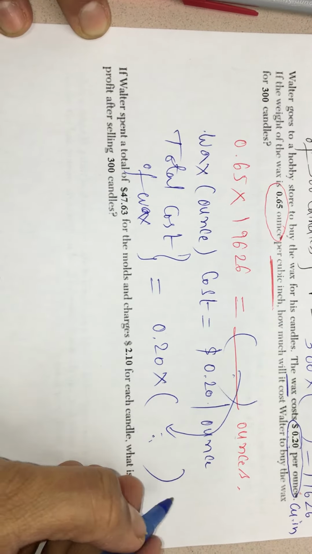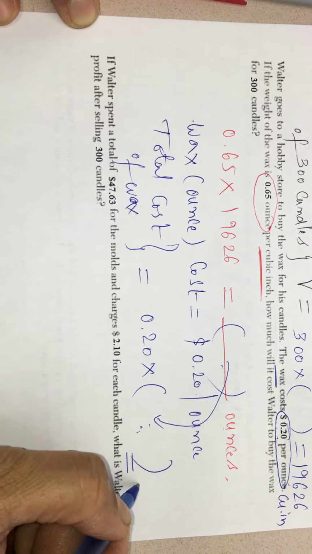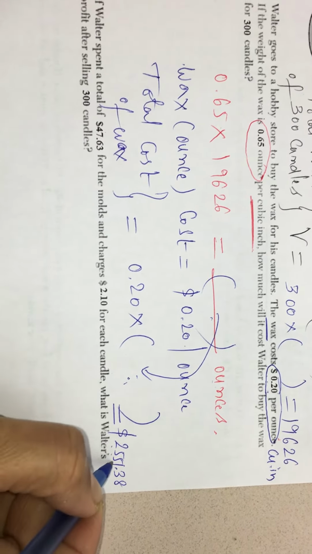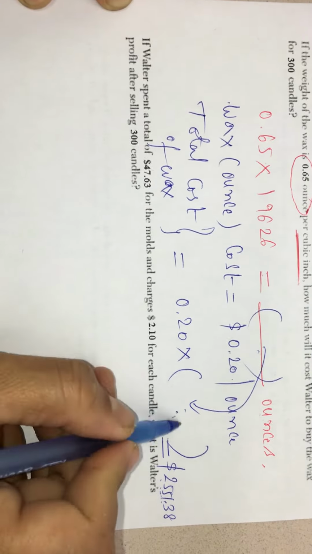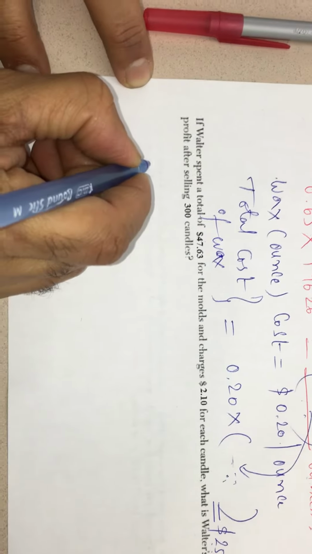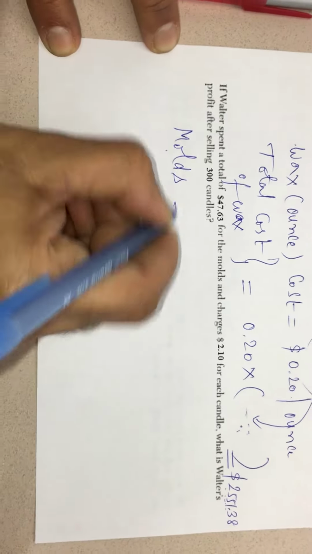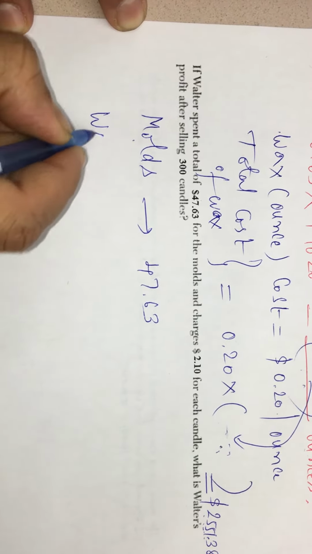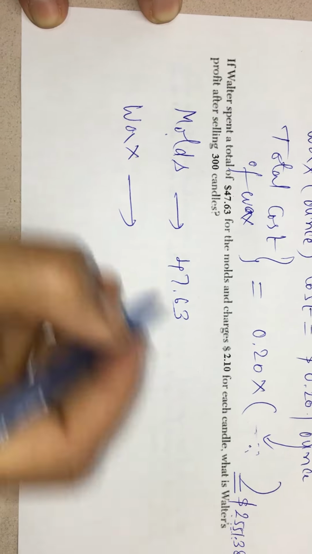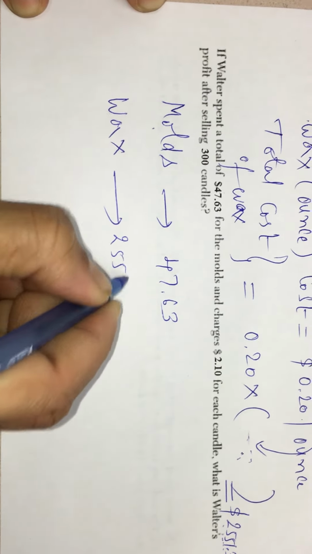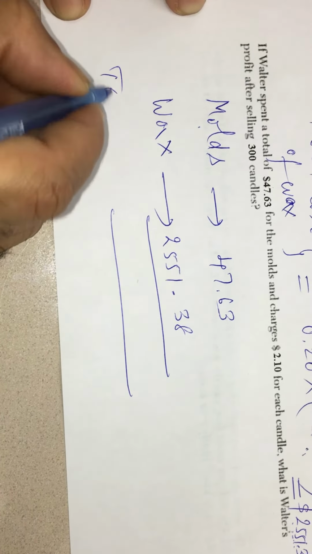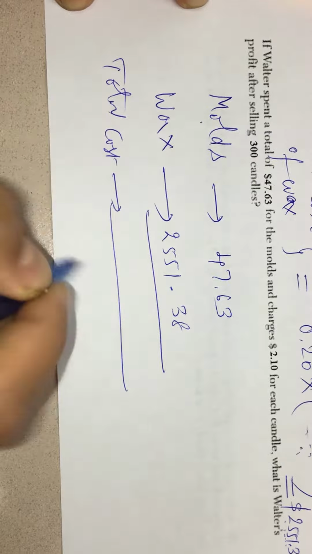Whatever number you have, if you do that, you must get $2,551.38. This you have to do using a calculator. And then I am estimating the total cost. For the mold, it is $47.63 given. And for wax we got 2,551.38. If you add these two using a calculator, you will get the total cost. This is the total cost. I am not writing this value, you have to do this.